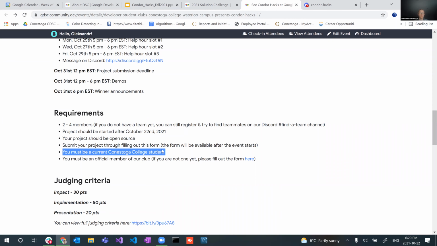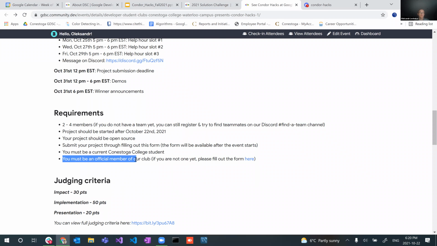Then you must be a current Conestoga College student. The reason is very simple. This event is funded by, I mean, the prize fund is from Conestoga College, so CSI. And that's the reason why you need to be a Conestoga College student.